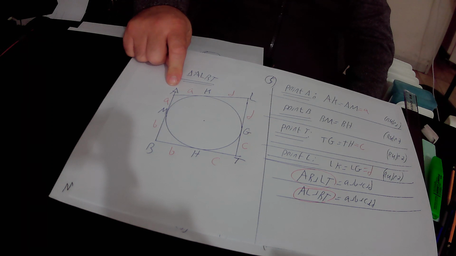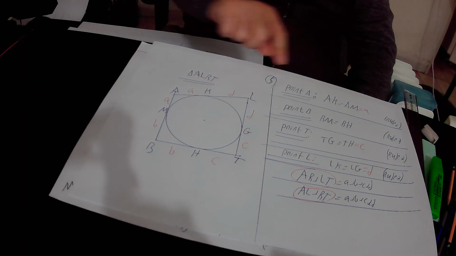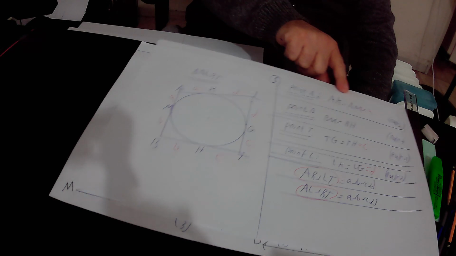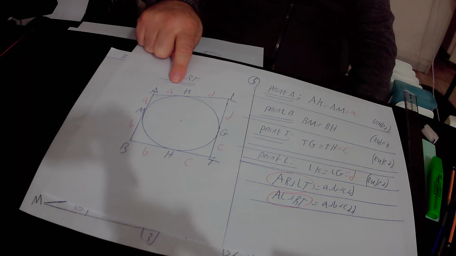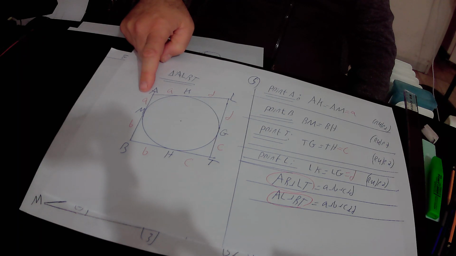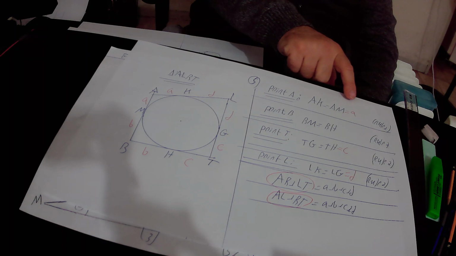From the common external point A, we have two tangents to this circle, tangent AM and tangent AK. And according to rule 2, they are equal to each other. That is to say, AK equals AM according to rule 2. So if we define the length of tangent AK as A, then the length of tangent AM must also equal A because they are equal to each other. So in conclusion, we found out that AK equals AM equals A.